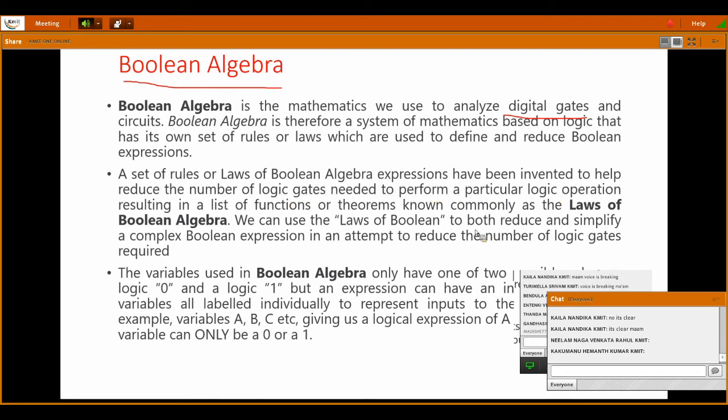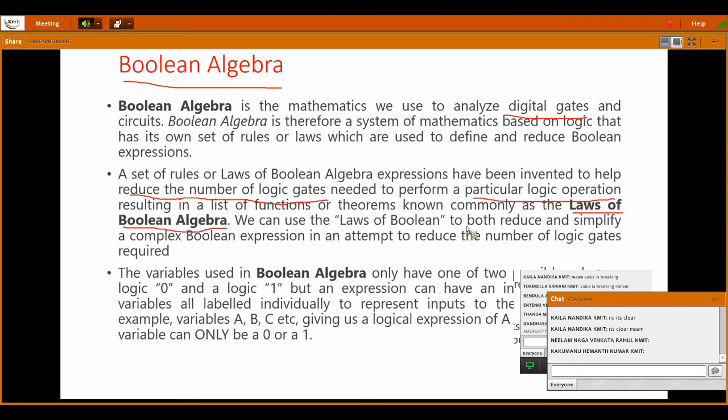Boolean algebra expressions have been invented to help reduce the number of gates. This point is very important. Boolean algebra is used to reduce the number of logic gates needed to perform a particular logic operation, resulting in a list of functions or theorems known as the laws of Boolean algebra. In the next slide, we are going to see the laws of Boolean algebra and perform some simplifications.